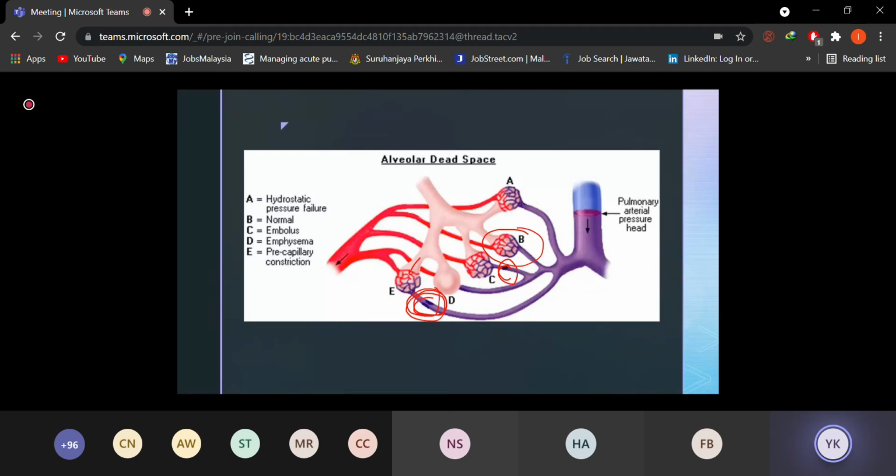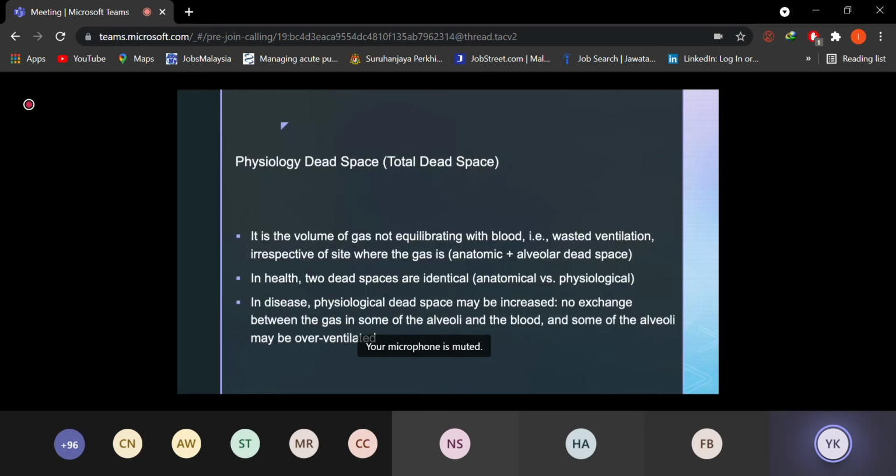That's the other 50, considered as dead space. All right, so not 100, you will get 100. No, it won't. All right. Okay, next is the physiological dead space, also known as the total dead space.